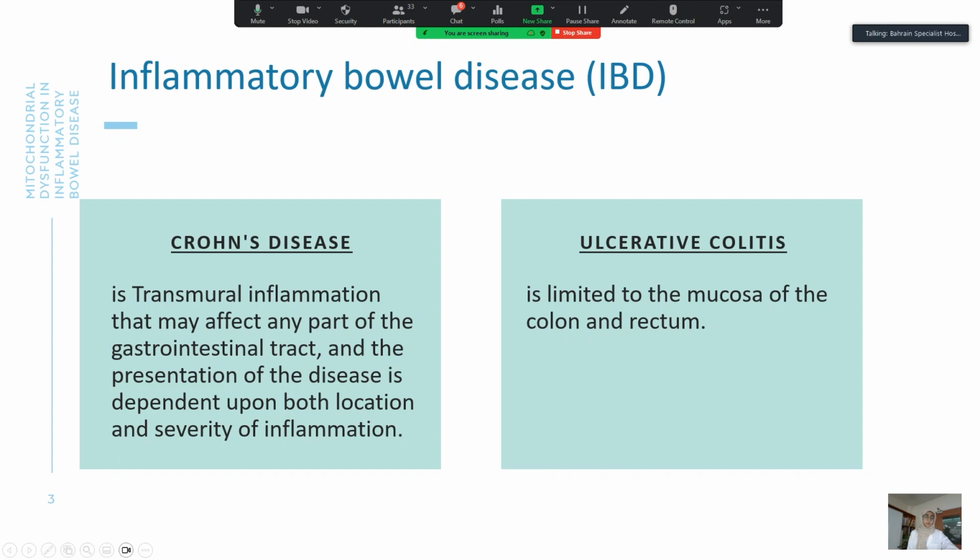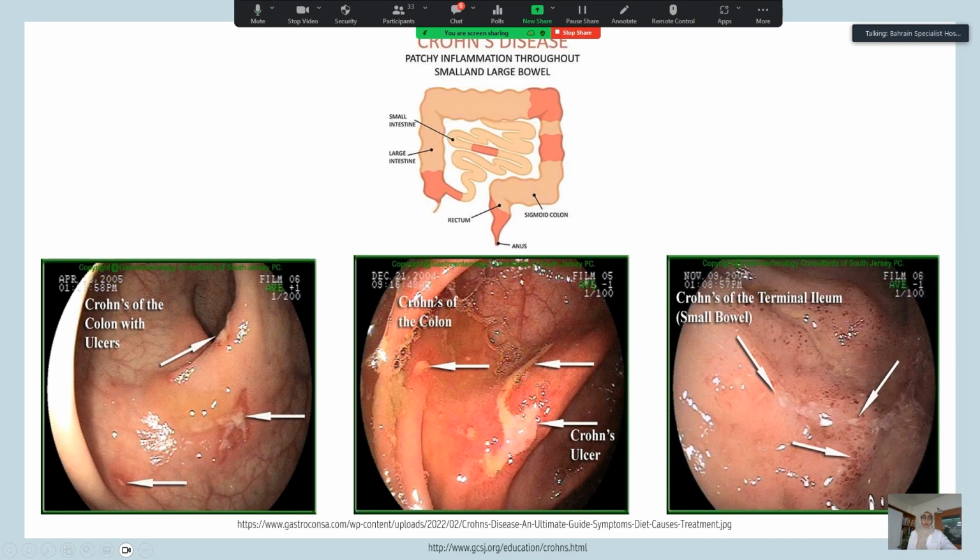The severity also depends upon the location and how severe the inflammation is. In these pictures, we can see during the endoscopy how we can diagnose Crohn's disease. It appears like patchy areas with aphthoid ulcers or aphthoid erosions, like here.